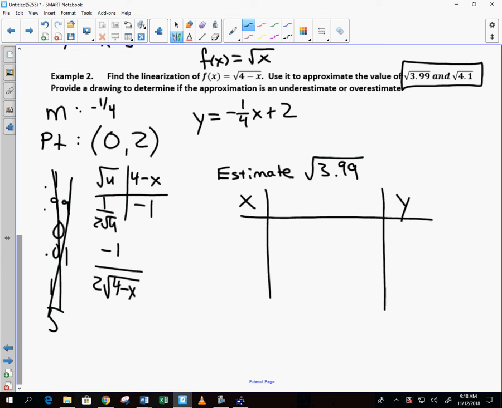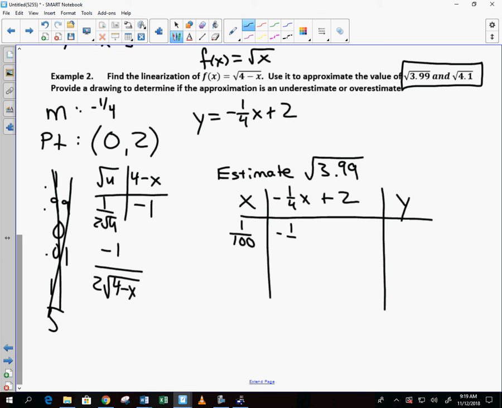I want to estimate the square root of 3.99. What would you plug in for x to produce 3.99? 0.01 or 1/100th, correct? I'm going to plug in 1/100th. What do I plug it into? I plug it into negative 1/4 x plus 2. And that's going to produce a y value for me.